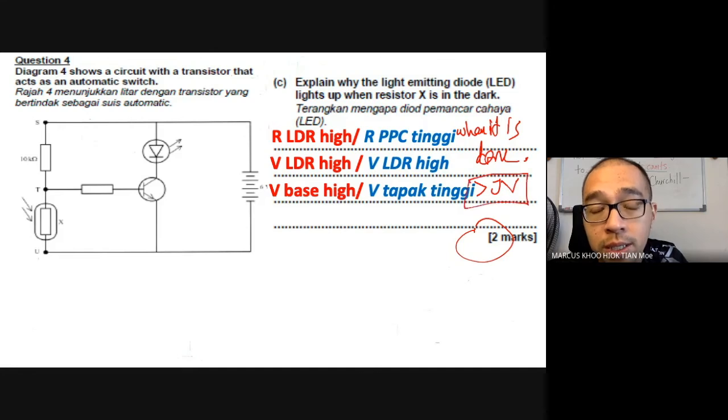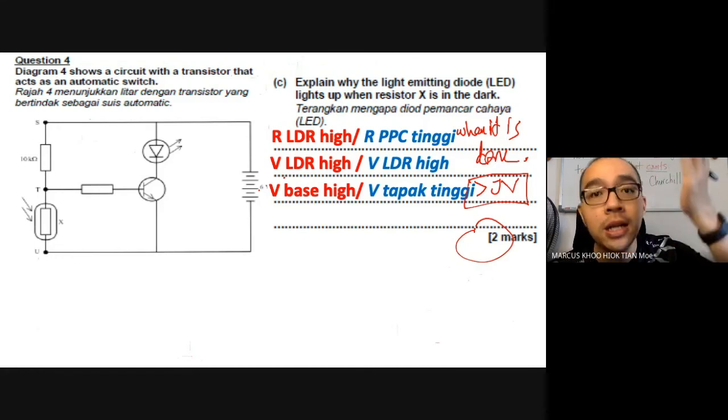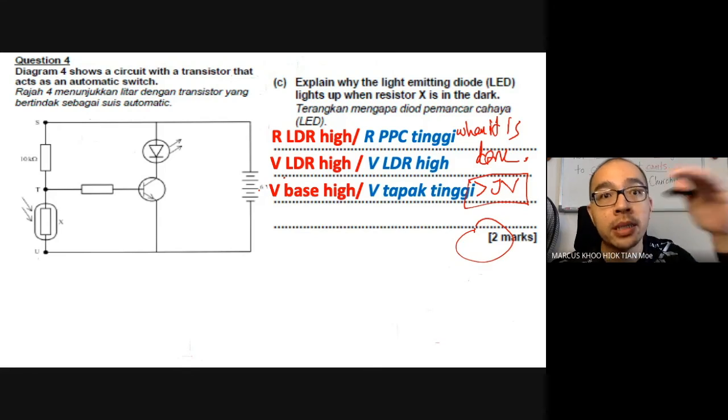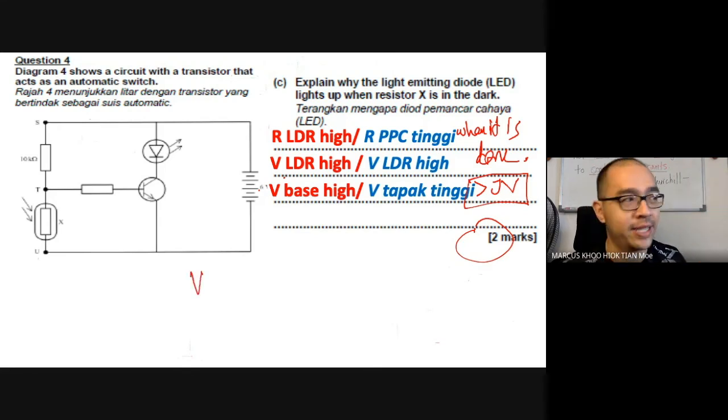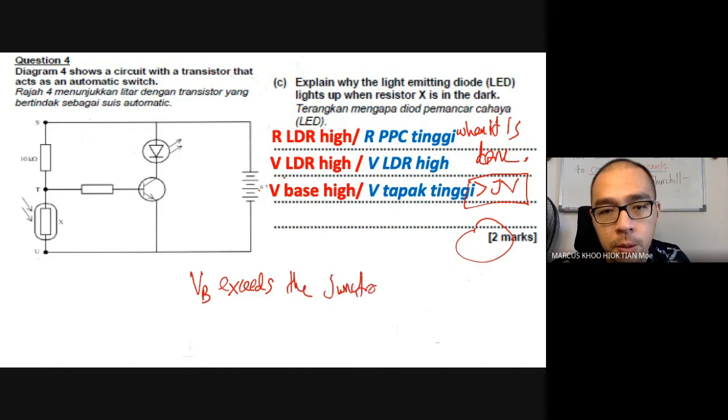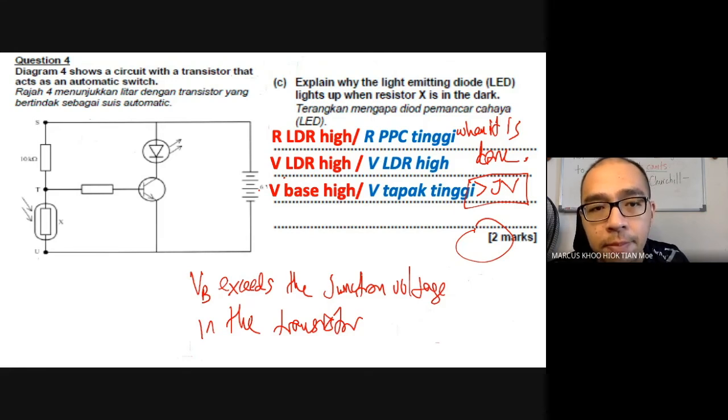Can you please include these words in? I know that in this answer, they just say the base voltage is high, but I want you to make it a habit that when you talk about high, it must be high enough. If it is high but not high enough, what's the point? There must be a certain thing to compare it to. So the base voltage exceeds the junction voltage in the transistor. This is a better answer than just saying the base voltage is high. Talk about the junction voltage, and definitely your answer will be very good.